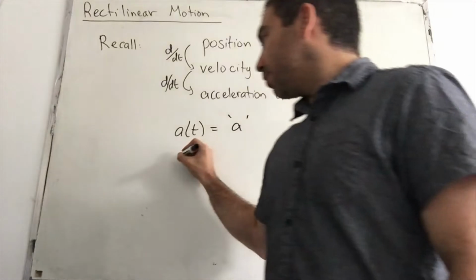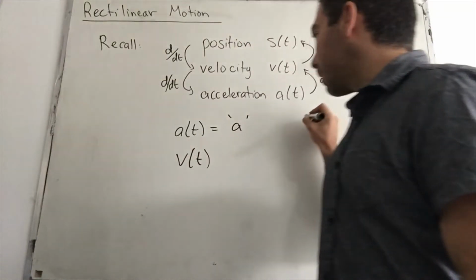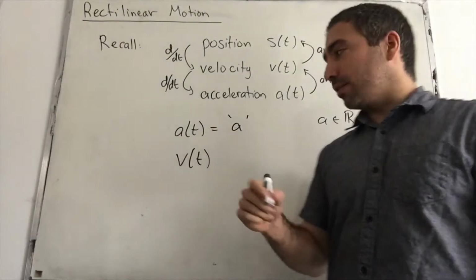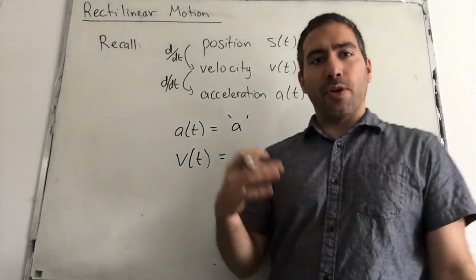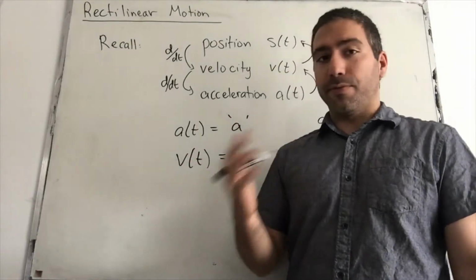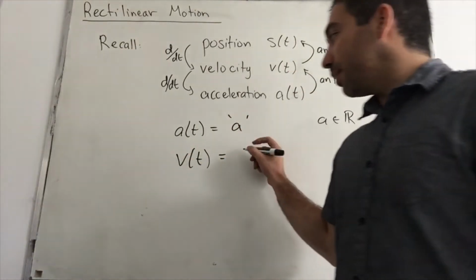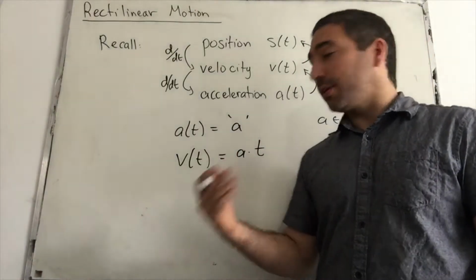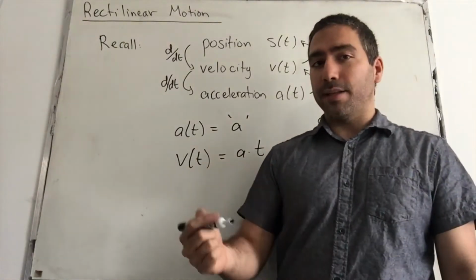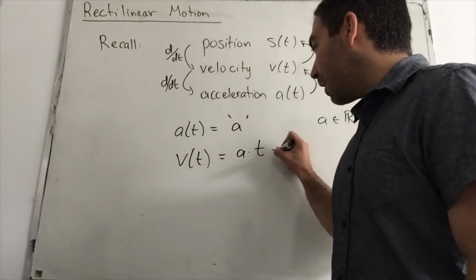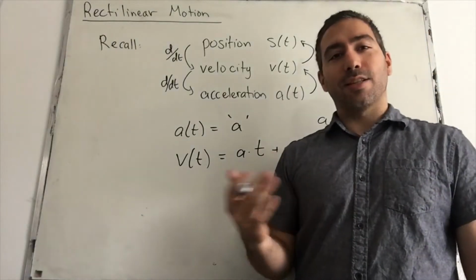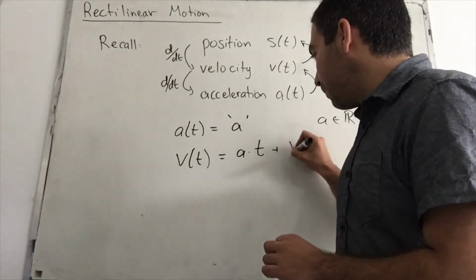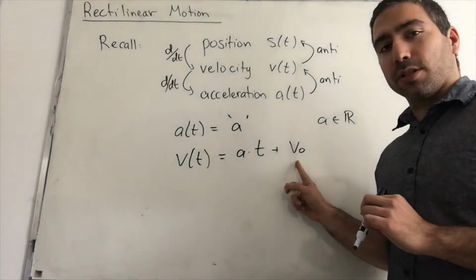So if we take the antiderivative of a, which is a constant, what do we get if we're antideriving with respect to t? Well, we saw in the previous example that the antiderivative of 4 gave us 4x. Here the antiderivative would give us a times t. Instead of x, we're using the parameter t. And since we're antideriving, we know from our theorem that we have to add a constant. But in this case, the constant ends up being the initial velocity. So we call it specifically v of 0. This is the initial velocity.